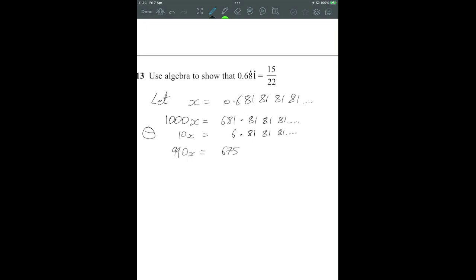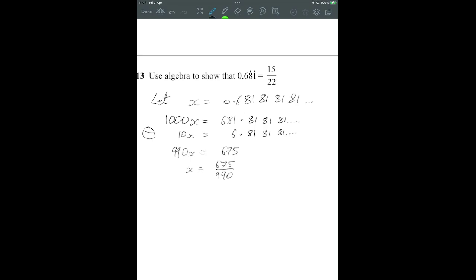Now it's just a case of simplifying this. X equals 675 over 990. Most mark schemes allow you to have that as your penultimate stage of working and put that equal to 15 over 22. I'm going to actually simplify it a little bit slower.